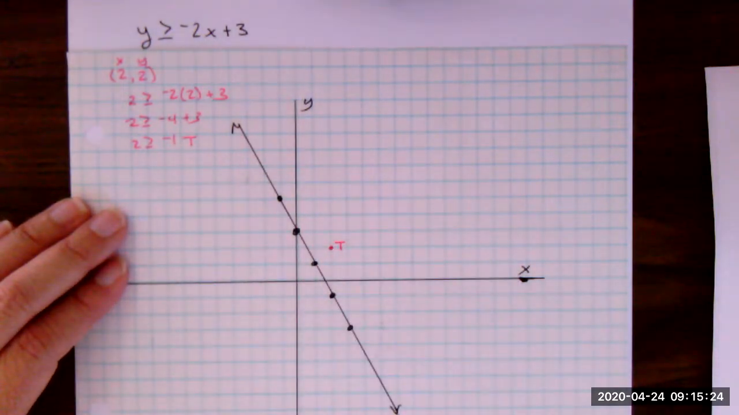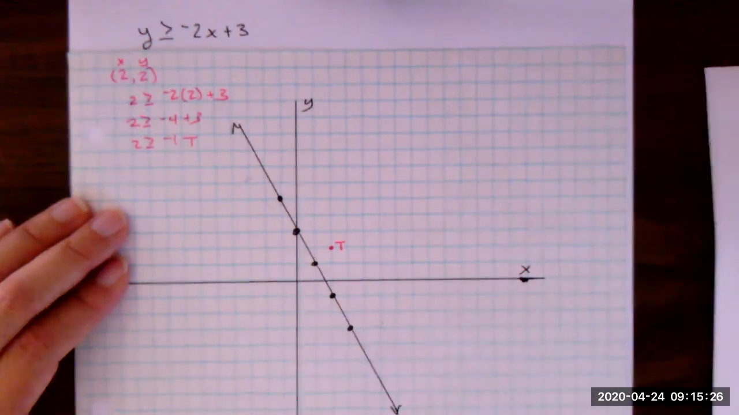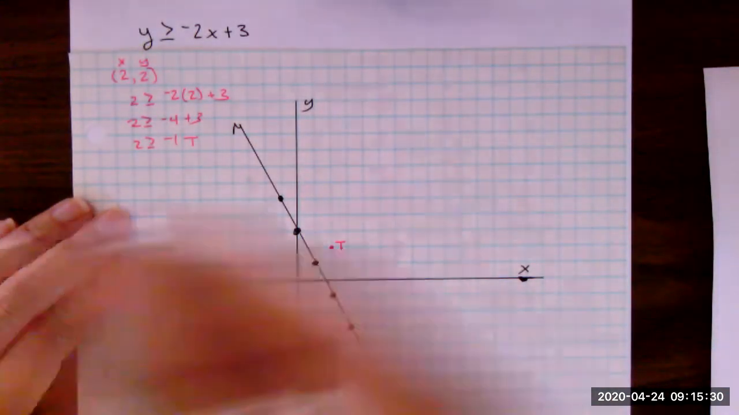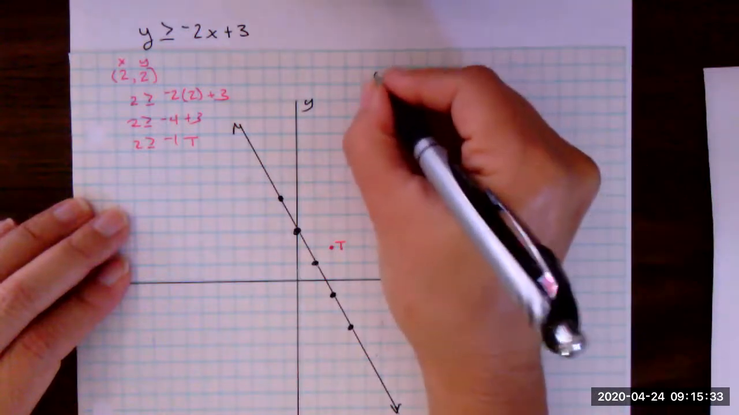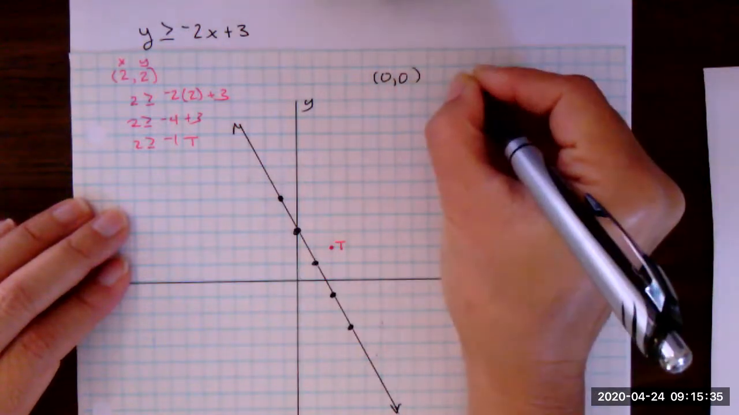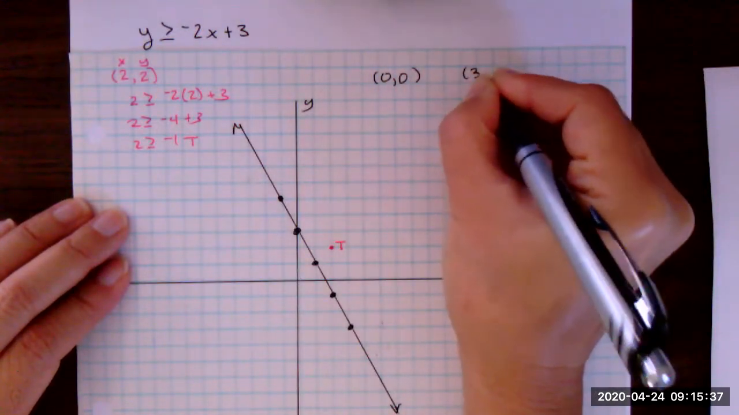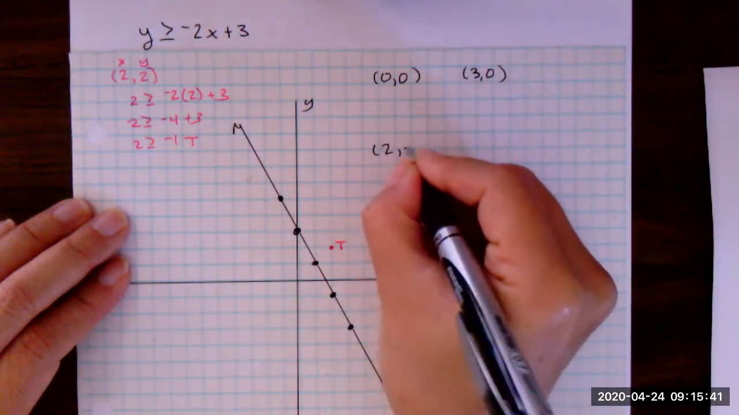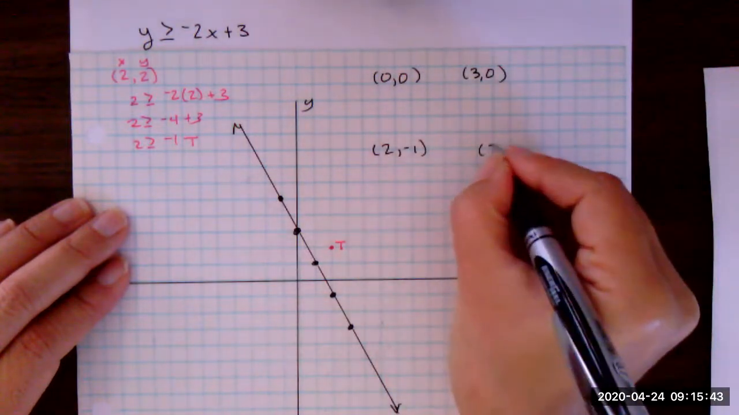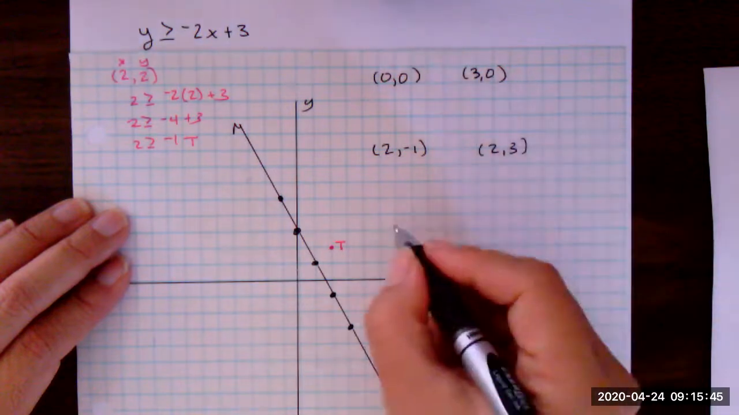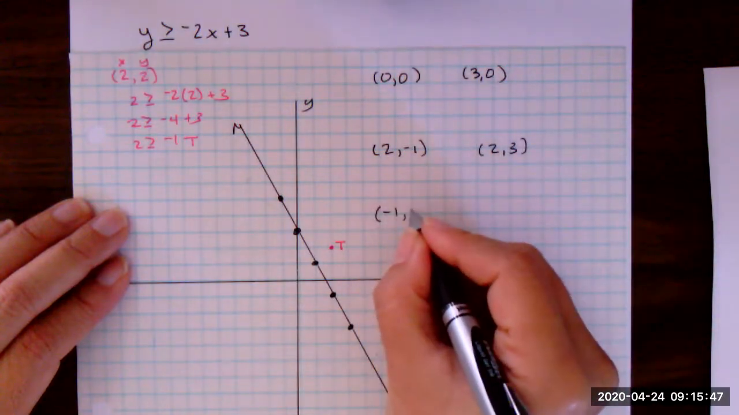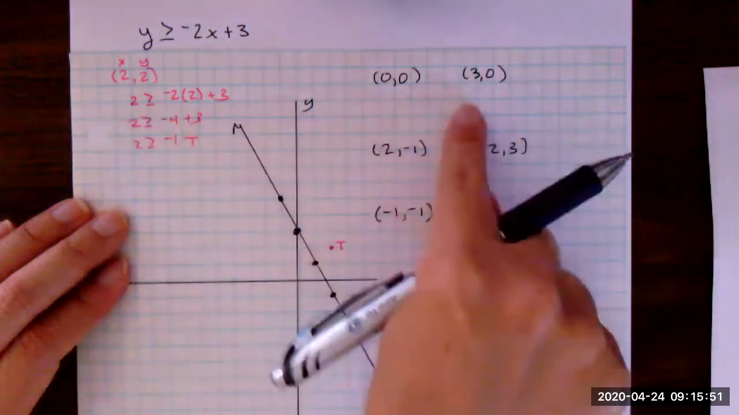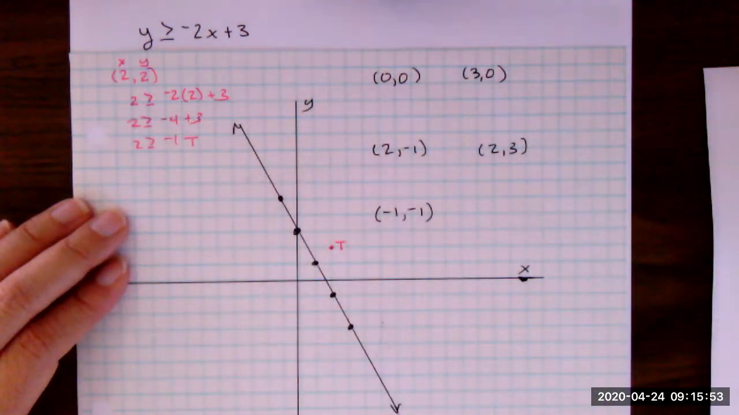All right. What I'd like you to do is test the following points. I'd like you to test 0, 0, 3, 0, 2, -1, 2, 3, and -1, -1. All right, and I left a little bit of space so I could do them all right there.